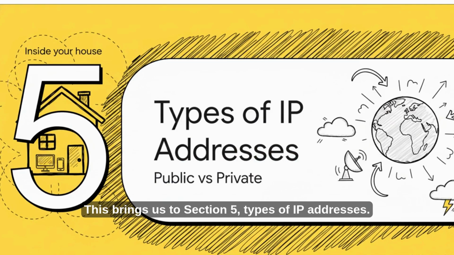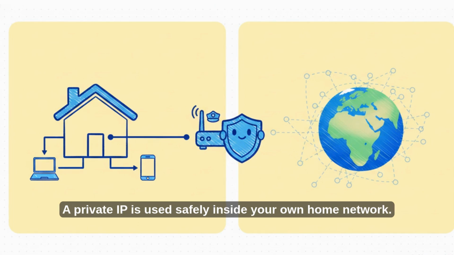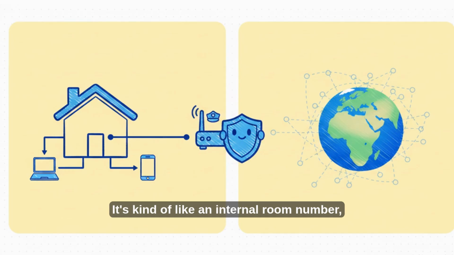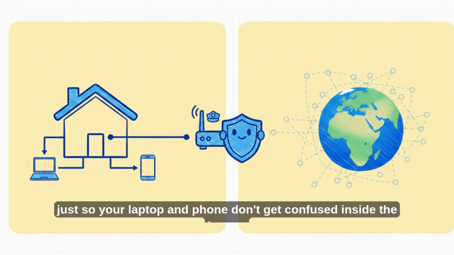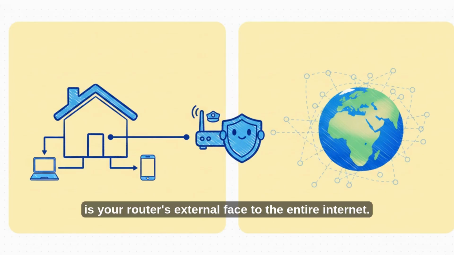This brings us to Section 5, Types of IP Addresses. We're going to keep this totally jargon-free. IP addresses generally come in 2 main flavors. A private IP is used safely inside your own home network. It's kind of like an internal room number, just so your laptop and phone don't get confused inside the house. A public IP, on the other hand, is your router's external face to the entire internet.